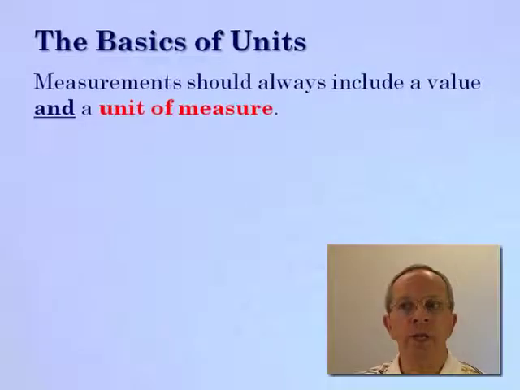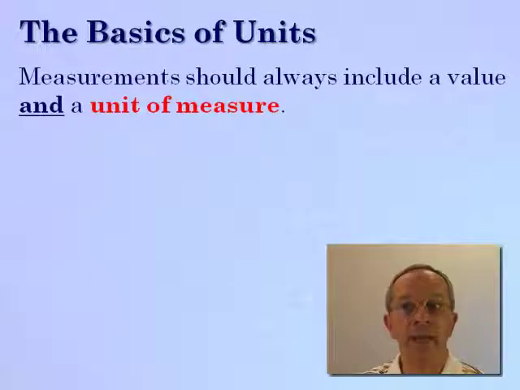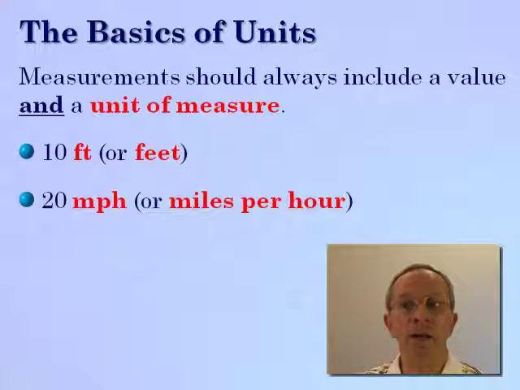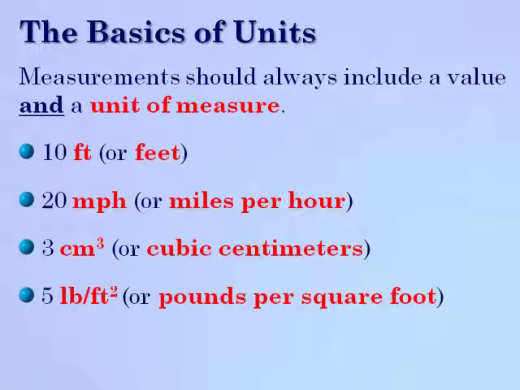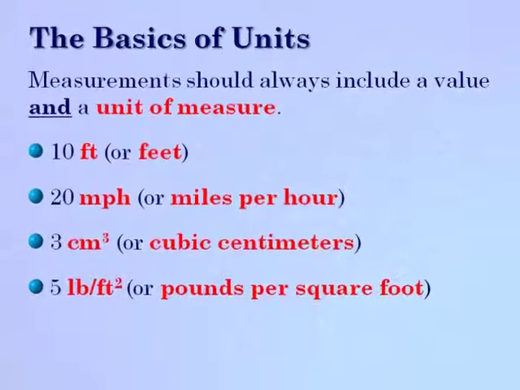Measurements that you take should always include a value and a unit of measure. For example, 10 feet should always be recorded with both the 10 and the feet. 20 miles per hour, or 3 centimeters cubed, or cubic centimeters. Never just record the number without the unit of measure. Always record both the value and the unit of measure.